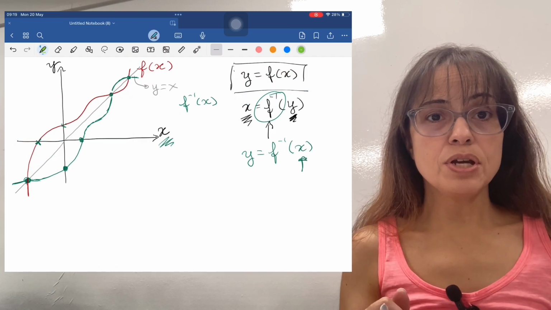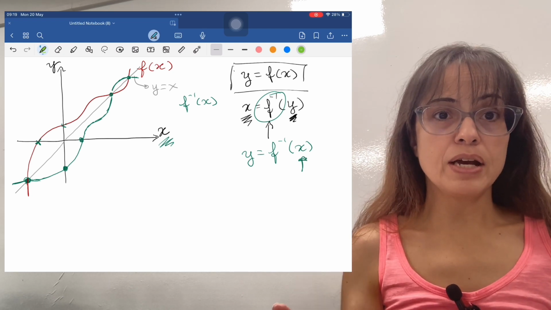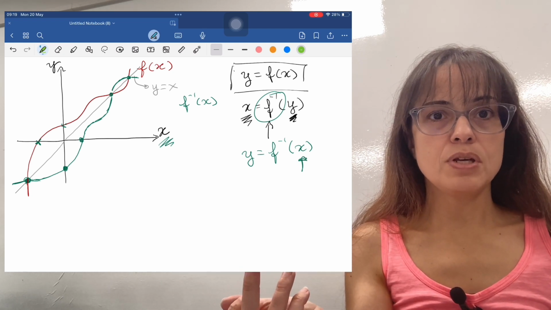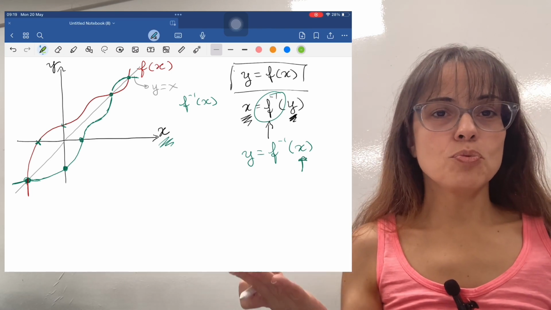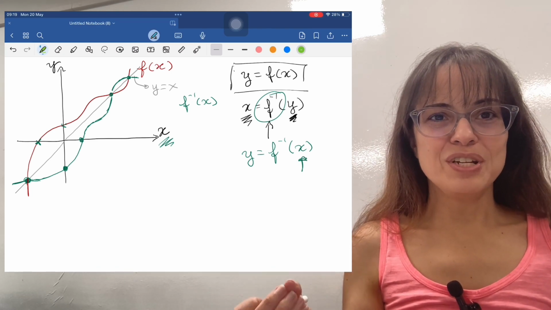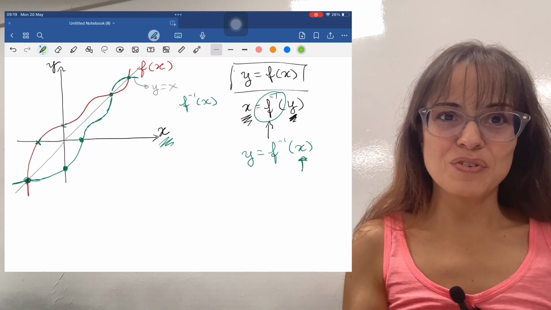Also worth noting at this point is that not every function f of x that I could have put here in the exercise would have an inverse function. In other words, not every function is invertible. An invertible function is one that has an inverse function.